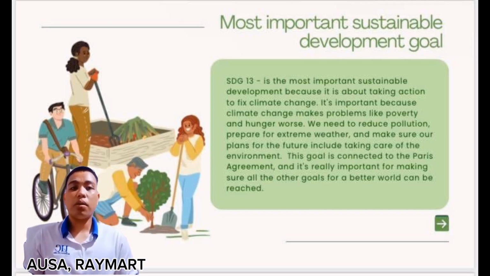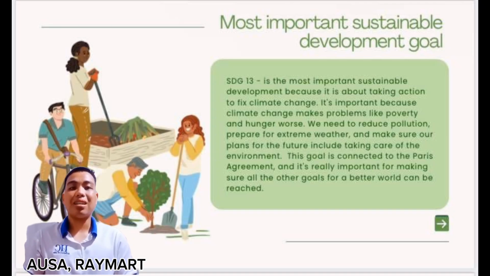Now, we tackle the specific targets of climate action. First is helping countries to be better prepared. We need to make sure all countries are ready for things like floods, droughts, and other problems caused by climate change. The second is making climate change part of everything. Governments should include plans to deal with climate change in all other laws and decisions. The third is teaching people about climate change. We need to educate everyone about climate change, how to reduce its effects, and how to be prepared.